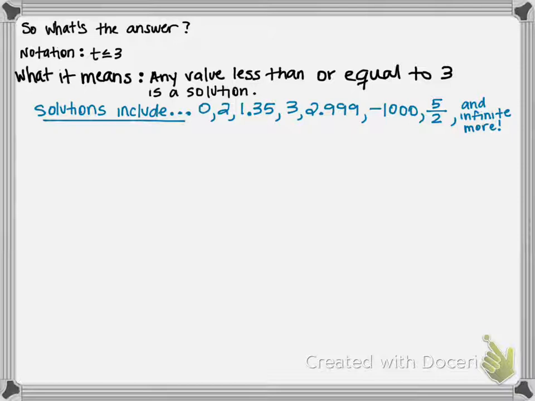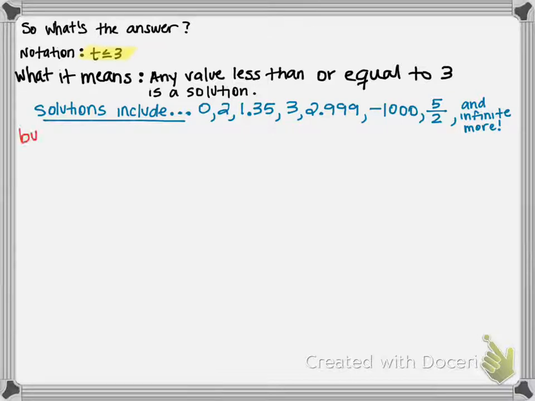And actually there's an infinite number of solutions because there's an infinite amount of numbers that are less than or equal to 3. Because there's an infinite number of solutions, that's the reason that we just write our answer like this. There's no way that I could possibly write down and list every single possible answer. So instead, I just say, well, all my answers are less than or equal to 3, and I'll leave it at that.